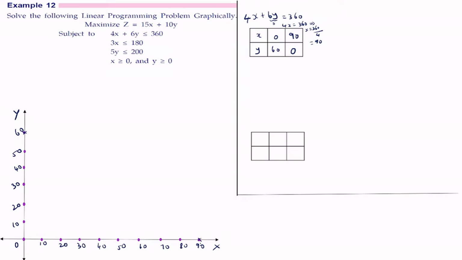This is 90, 0. If we draw a line joining these 2 points, we will get the line corresponding to 4x plus 6y equal to 360. So this is the line corresponding to 4x plus 6y equal to 360. We have the inequality 4x plus 6y less than or equal to 360. So it is this part.